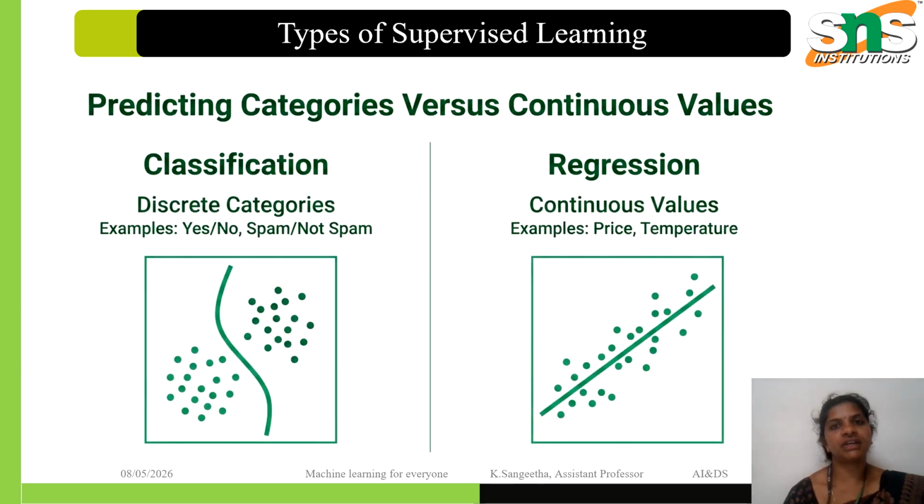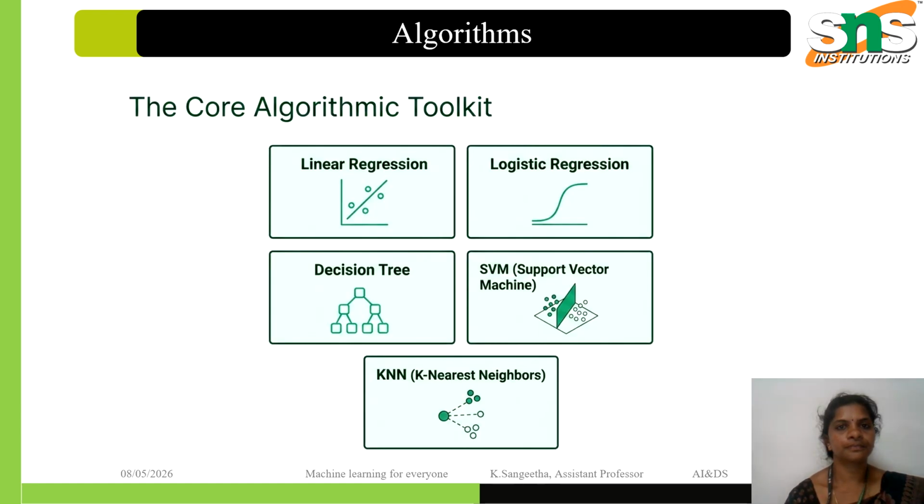Supervised learning is divided into two categories. The first is classification. Classification predicts categorical outputs such as yes or no, spam or not spam, and disease present or not present. The second is regression. Regression predicts continuous numerical values such as house prices, rainfall, temperature, and sales forecasts. Understanding whether the output is categorical or numerical helps us choose the correct algorithm.